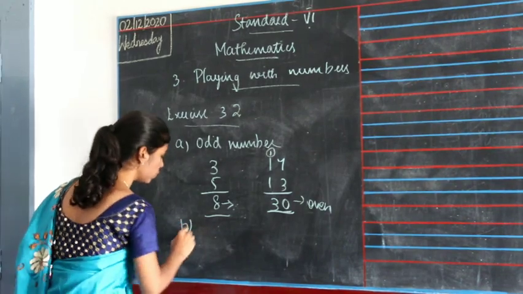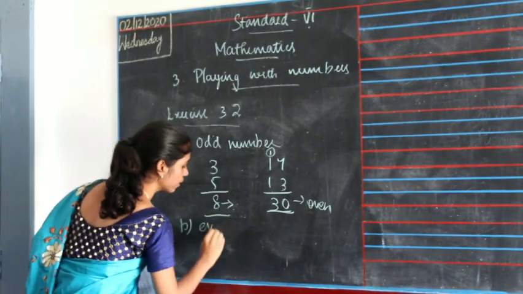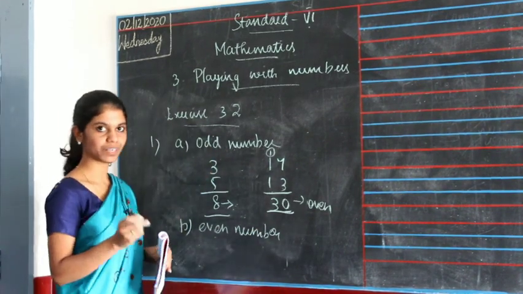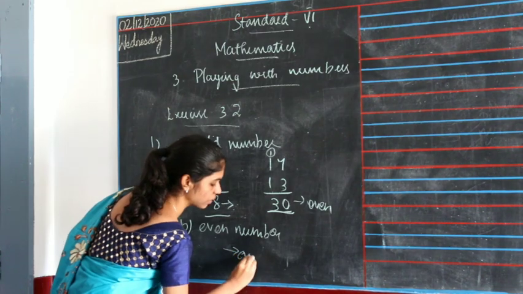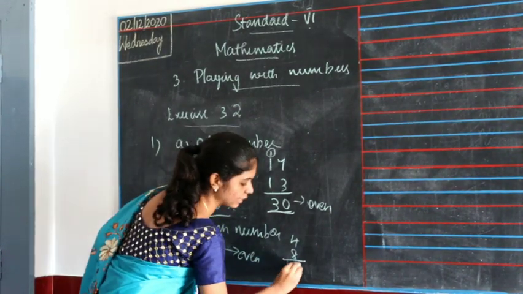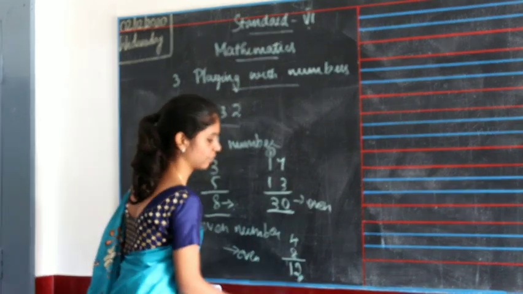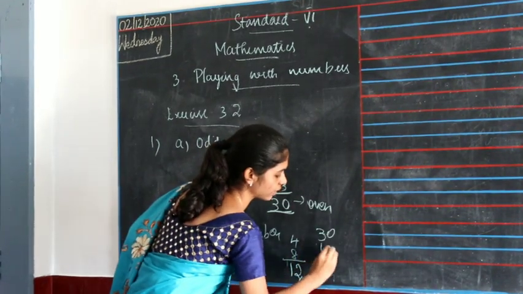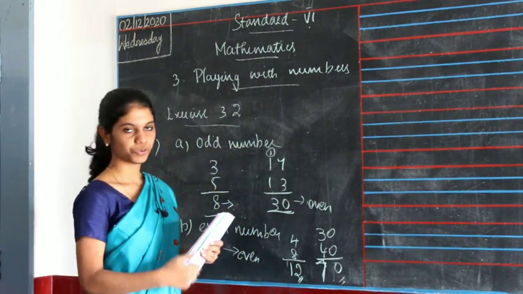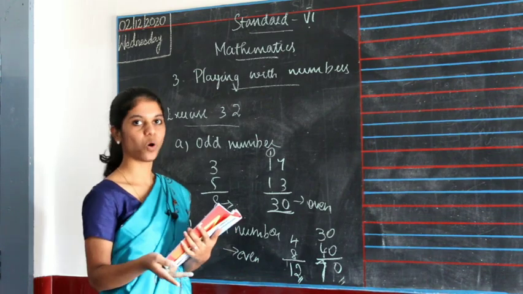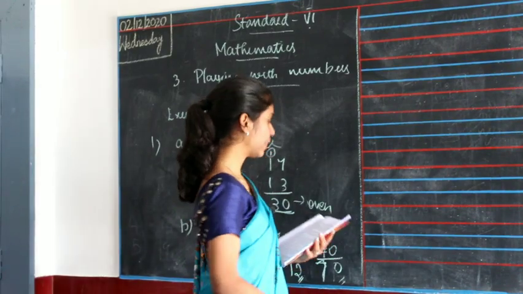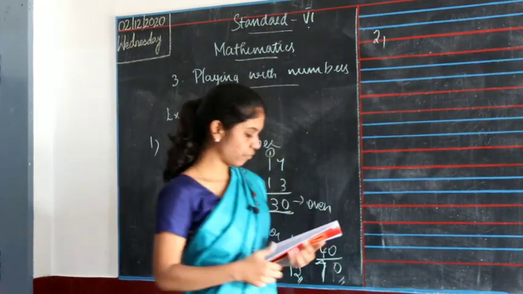Next one. What will you get if you add two even numbers? If you add two even numbers, you will surely get an even number. For example, 4 and 8. 4 plus 8 is 12, which is even. Or 30 plus 40, which is 70. This is even. So if you add any two even or any two odd numbers, you will get even numbers only.